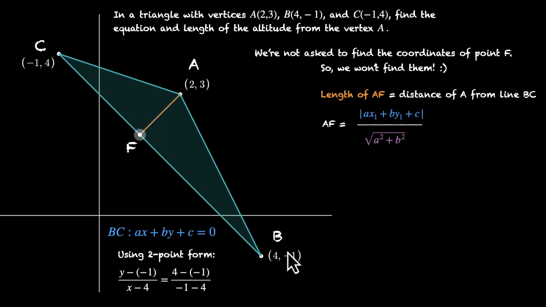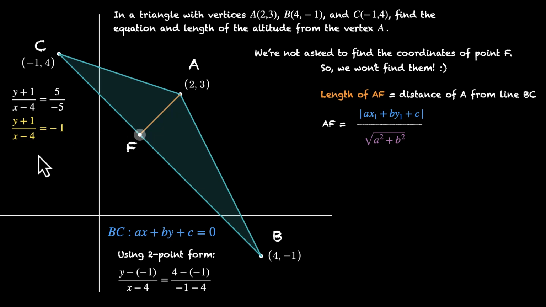(y minus -1) divided by (x minus 4) equals (4 minus -1) divided by (-1 minus 4). So this becomes (y plus 1) divided by (x minus 4) equals (4 plus 1), 5, divided by (-1 minus 4), that's -5. Note that on the right hand side in the 2-point form, we're actually looking at the slope of this line. We need the slope later, so let's pay close attention to this. This is (y plus 1) by (x minus 4) equals -1. Looking at the equation in this form tells us that the slope of this line BC is equal to -1.